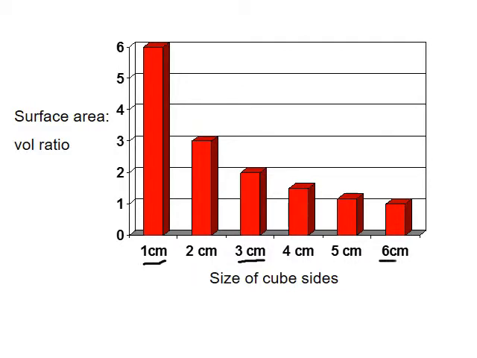But then if I go to 6, and then I go 6 by 6 by 6 for the volume, but then at the same time, my surface area is going to be 6 times 6 by 6 as well, so that'll all equal 1. So what we can see quite plainly is that as a cell gets bigger, the surface area to volume ratio progressively decreases.